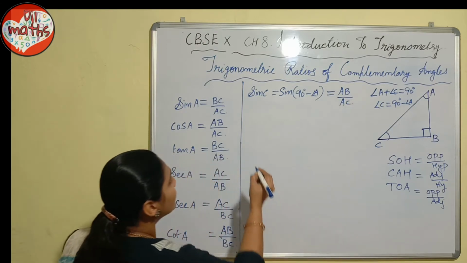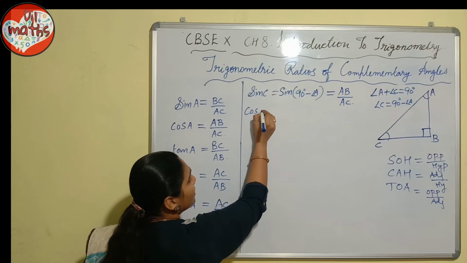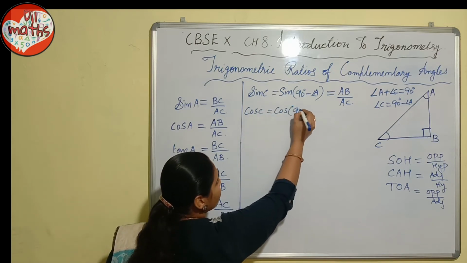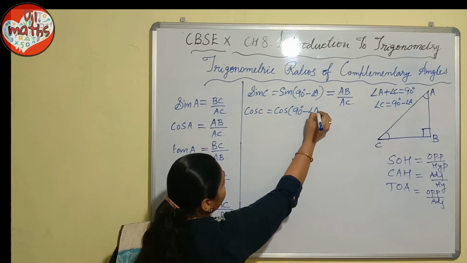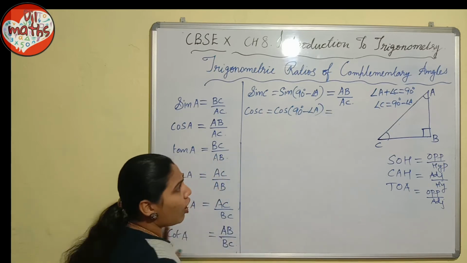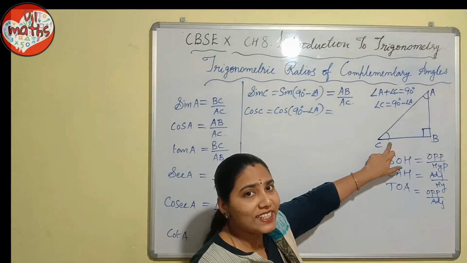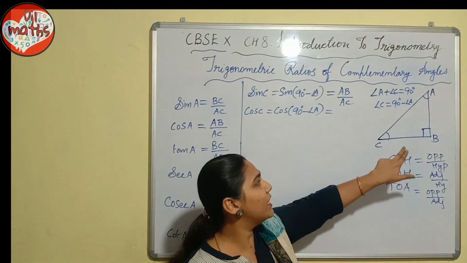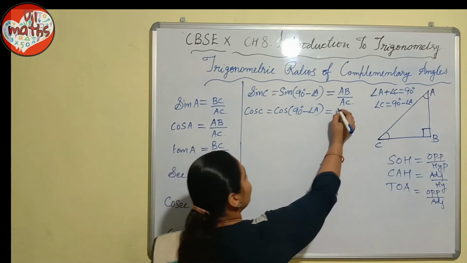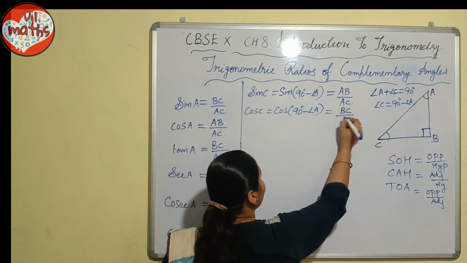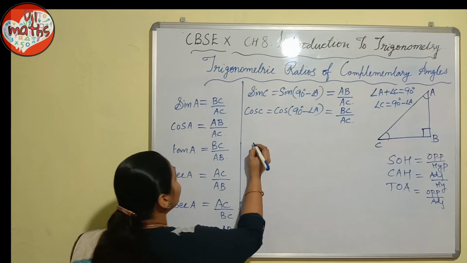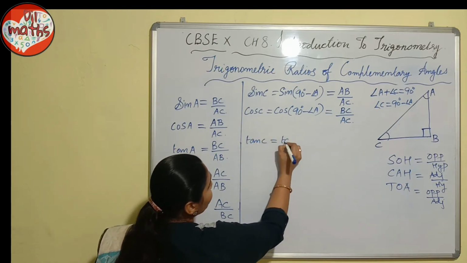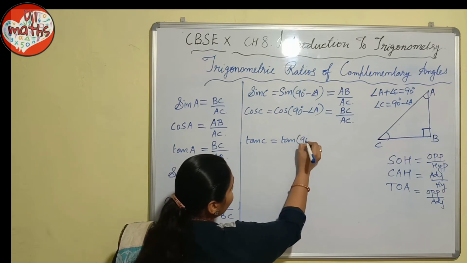Next one, cos C. Instead of C, we have to write 90 minus A. So what is cos C? Cos C is equal to adjacent divided by hypotenuse. What is the adjacent side here? BC. BC divided by AC, isn't it? BC divided by AC. Next one is tan C, that's equal to tan 90 minus A.